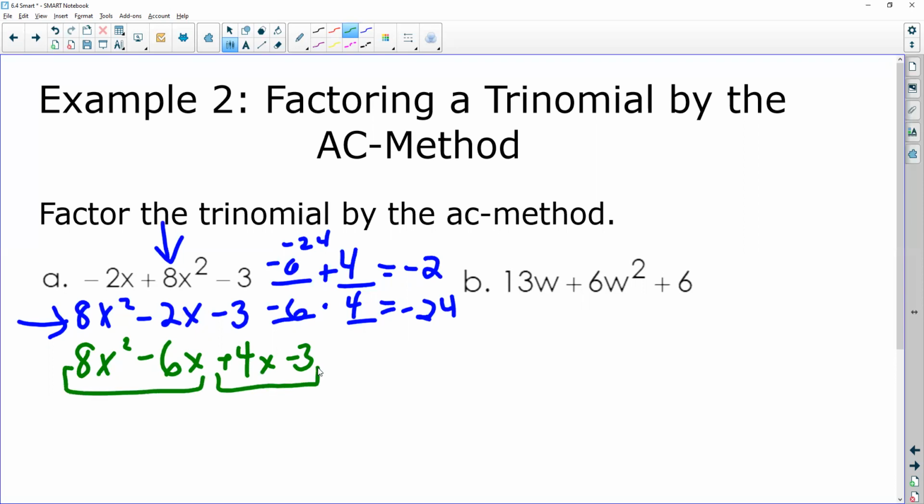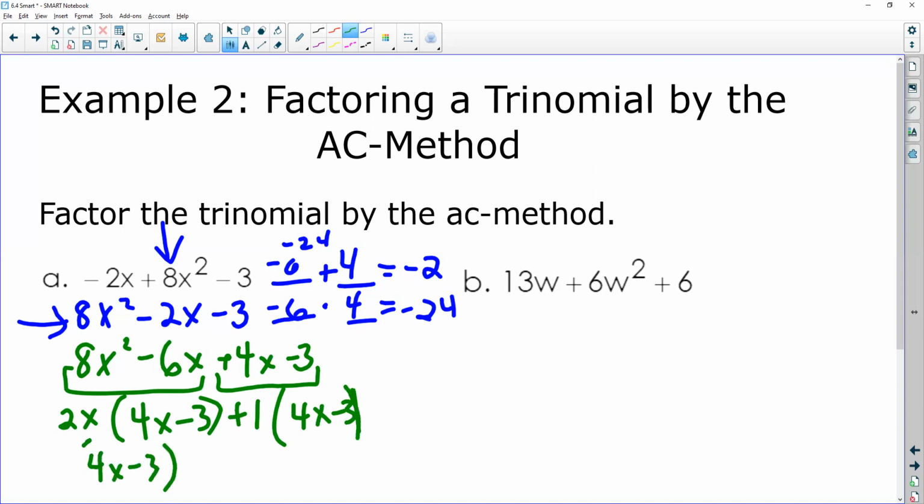Take out of the first group, I can take 2x. I'm going to be left with 4x minus 3. Out of the second group, there's nothing to take. So I'm just going to make it a positive 1 because I'm just going to leave it as it is, 4x minus 3. And then I'm going to group. I'm going to pull the common term to the front, which is 4x minus 3, and gather up what's left, 2x plus 1. If you're not sure you did it right, gather everything up. FOIL, check it through. All right, you try this next one.